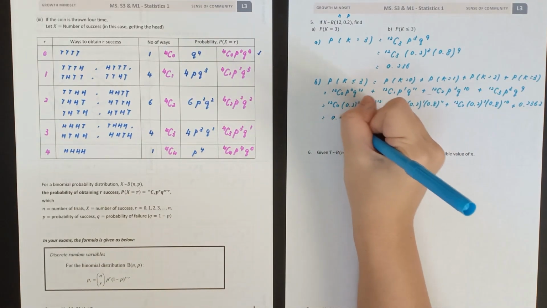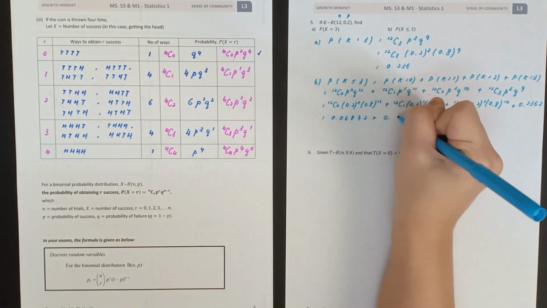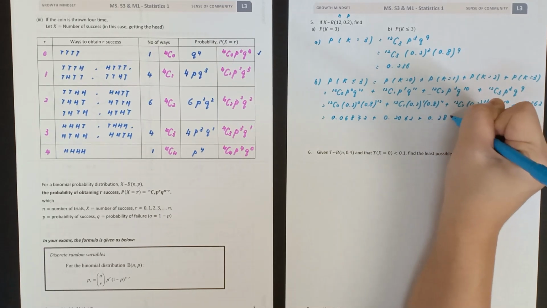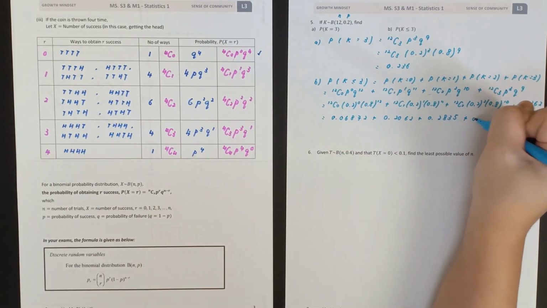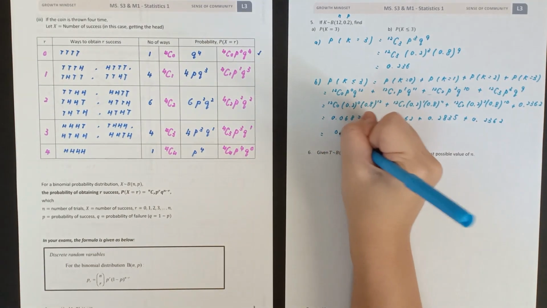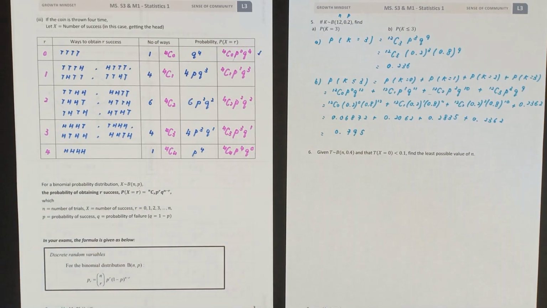So 0.09872 plus 0.2062 plus 0.2835 plus 0.2362, which gives you, to three significant figures, 0.795. Alright, okay, so number 6.